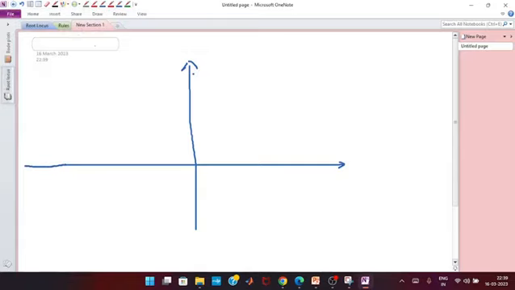So now, what are the values? Here, this is our s plane. This is our j omega axis, that is the imaginary axis, and this is the sigma axis. Here the value is positive, and here the value is negative. On the j omega axis, the value is positive here and negative here.